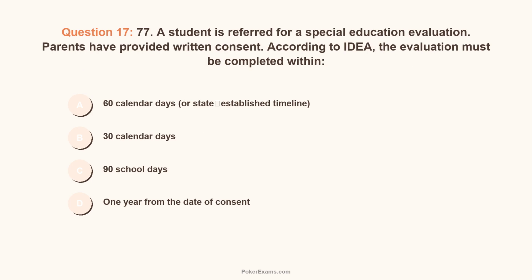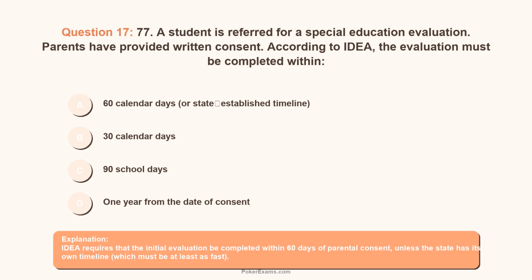Question 17. 77. A student is referred for a special education evaluation. Parents have provided written consent. According to IDEA, the evaluation must be completed within: 60 calendar days or state-established timeline, 30 calendar days, 90 school days, 1 year from the date of consent. IDEA requires that the initial evaluation be completed within 60 days of parental consent, unless the state has its own timeline, which must be at least as fast.